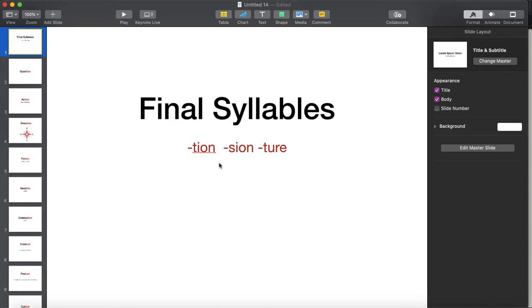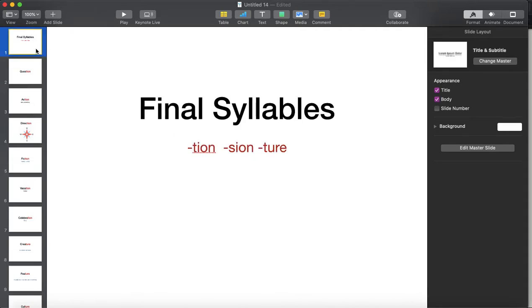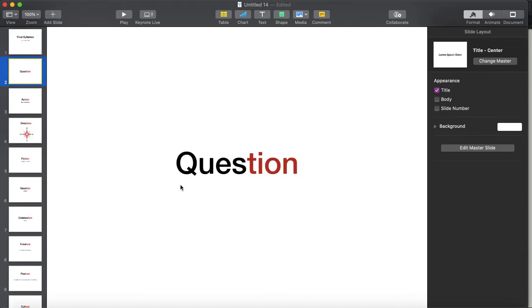Now let's see what it means, final syllable. In each word, we have the last syllable, like when we pause when we say the word question. This is the syllable. So the final syllable is the end, the last part of the word. Now we are going to see a few common syllables that we can see and use every day.